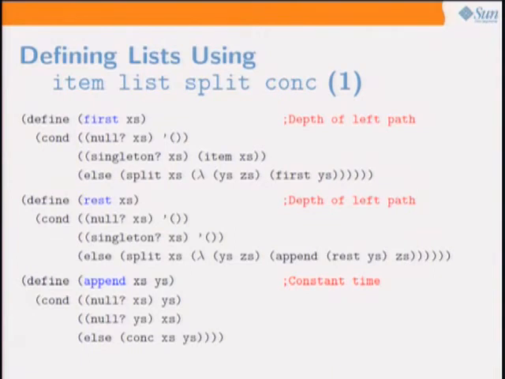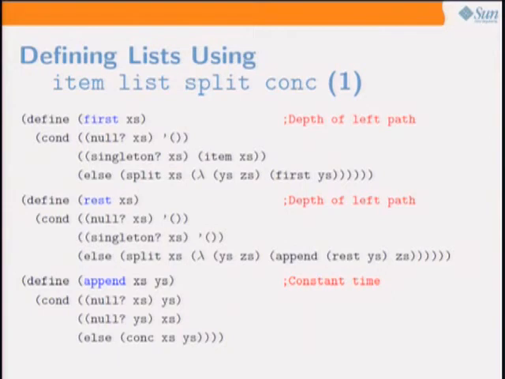Now let's compare that with defining lists in this balanced form using item, list, split, and conc. First is no longer constant time. In principle, you've got to search down that tree, the left-hand spine of the tree. If the tree is nicely balanced, that will be logarithmic time. If it's badly balanced, it could be linear time, but it depends on the depth of the left path. Similarly, taking the rest of the list requires taking the depth of the left path.